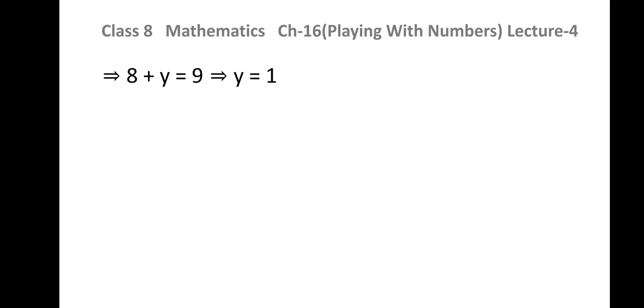You can use the hit and trial method, or you can put it equal to 9. Here I have done it like this: 8 plus y is equal to 9. Or you can assume what should be written in place of y so that if I add it to 8, the sum should be 9. Obviously y should be 1. You can write the method this way, or you can assume like the way I am telling you and directly write that y is equal to 1.